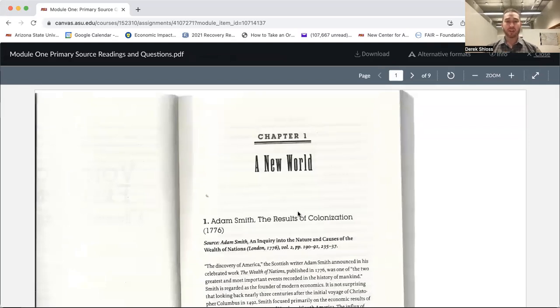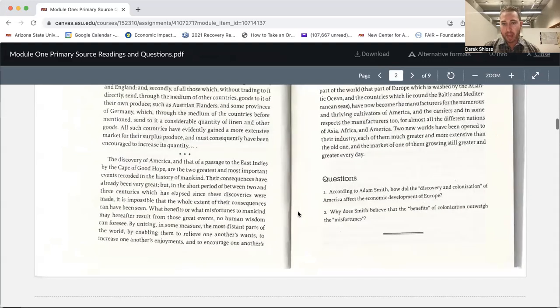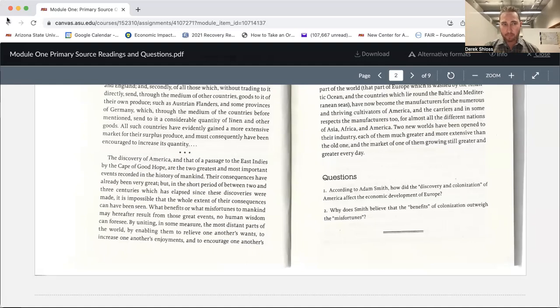The document itself is called Adam Smith, The Results of Colonization, 1776. So you're going to read this document by Adam Smith. It's a couple of pages, and you're going to answer the two questions at the bottom. So you can see number one, according to Adam Smith, how did the discovery and colonization, et cetera. And then there's the second question. So basically, you're going to answer the questions at the end of each document.